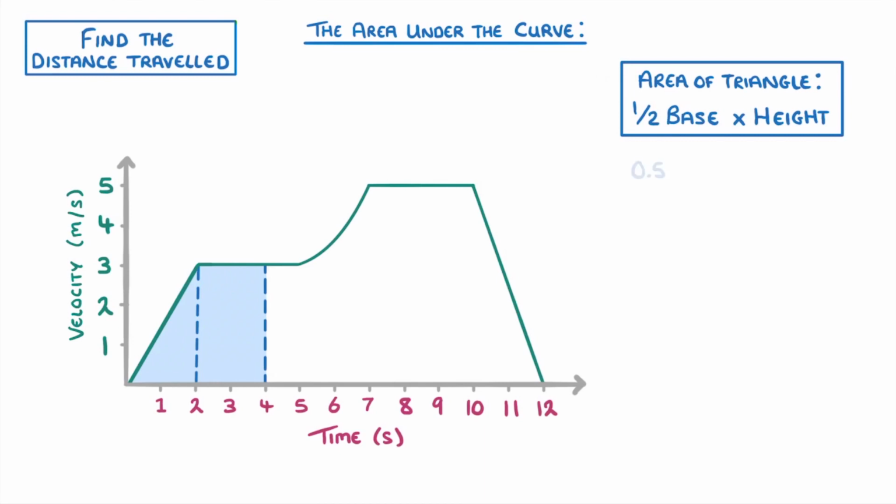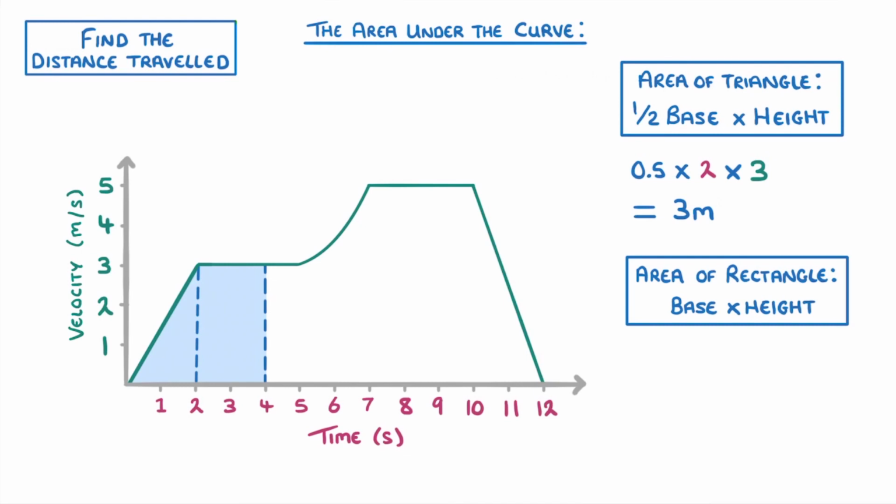So in this case, that would be 0.5 times 2, which is our time, times 3, which is the velocity. So together, that gives us 3 meters. Then to calculate the area of the rectangle, we have to do base times height. So just 2 times 3, which is 6 meters. So the total area, and thus the total distance travelled during these first 4 seconds, would be 3 plus 6, so 9 meters.